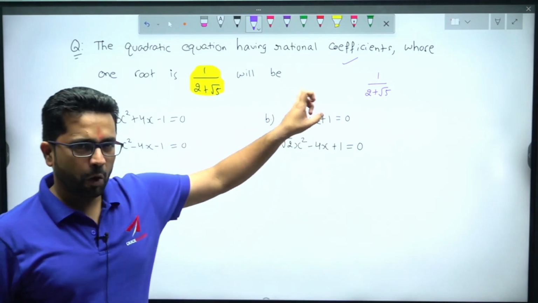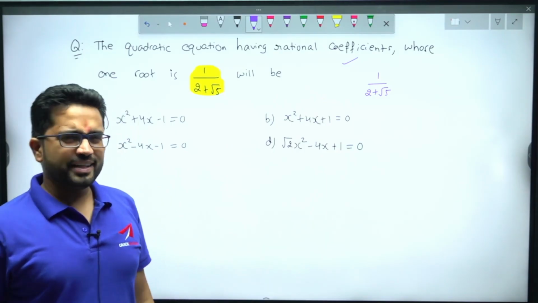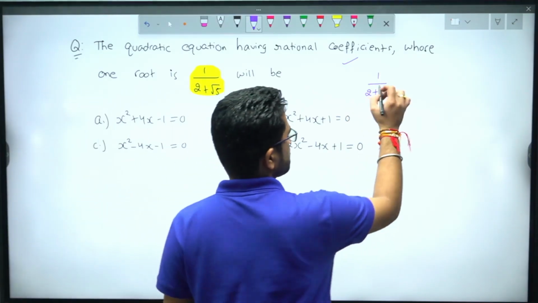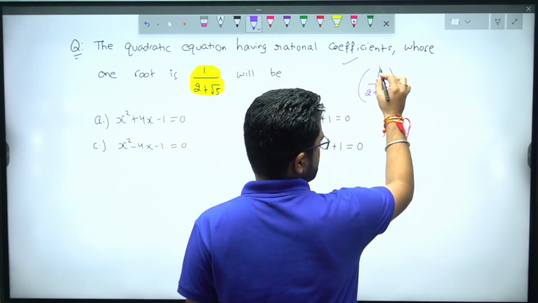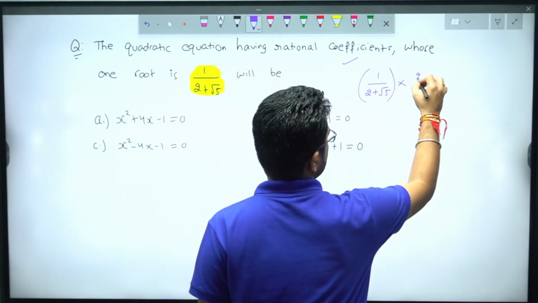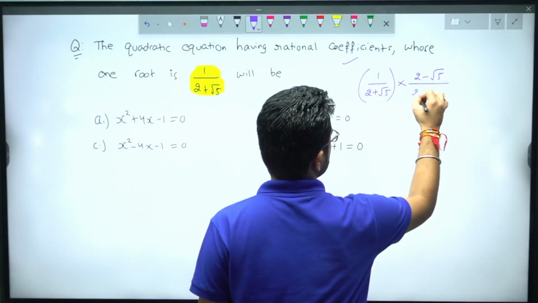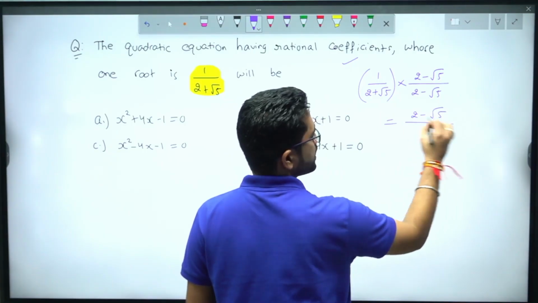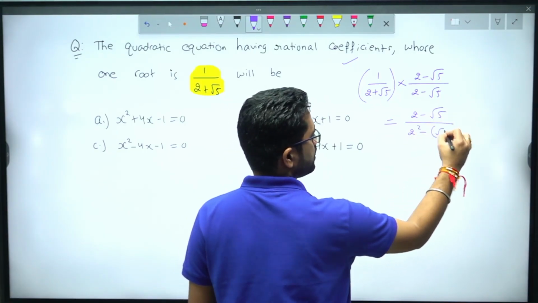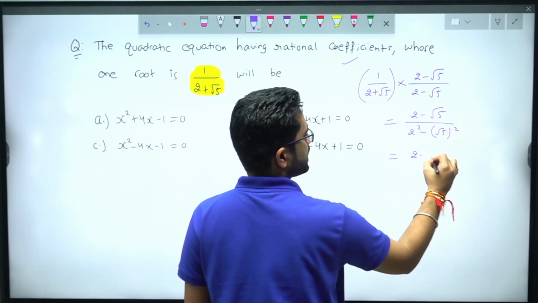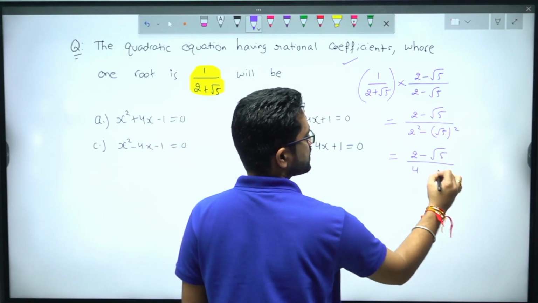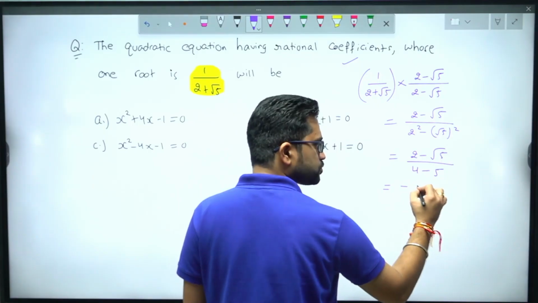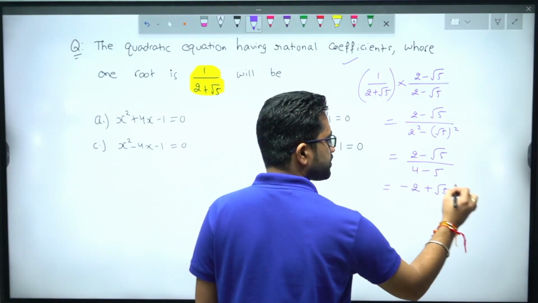Guys, if I simply observe this number 1 by 2 plus root 5, it seems I need a sort of rationalization, just to simplify this. So I multiply it with 2 minus root 5 in numerator and denominator. What will I get? 2 minus root 5 upon 2 square minus root 5 square, so finally 2 minus root 5 upon 4 minus 5. 4 minus 5 is minus 1, and that minus 1 is adjusted with the numerator, so it comes out to be minus 2 plus root 5.